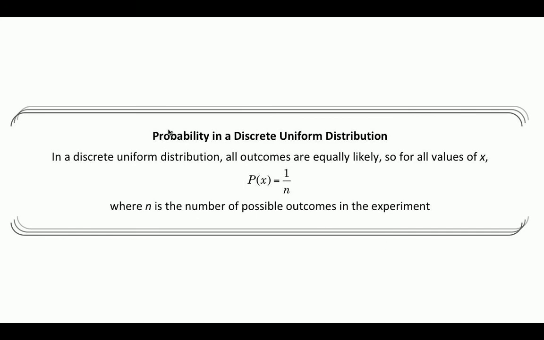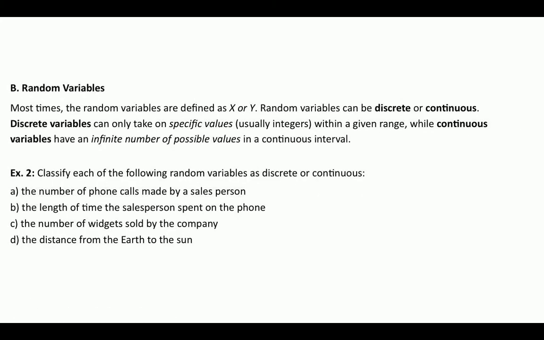So how do we find these individual probabilities? Well, if they're all equally likely, then the probability of any value x is just 1 over n, where n is the number of possible outcomes in the experiment.